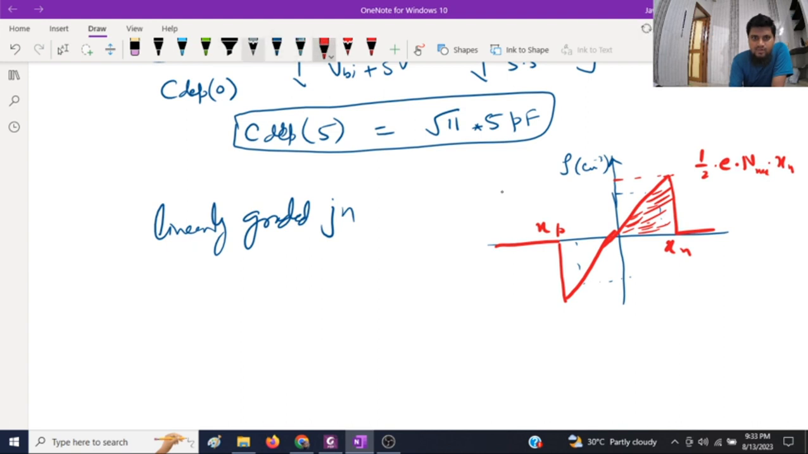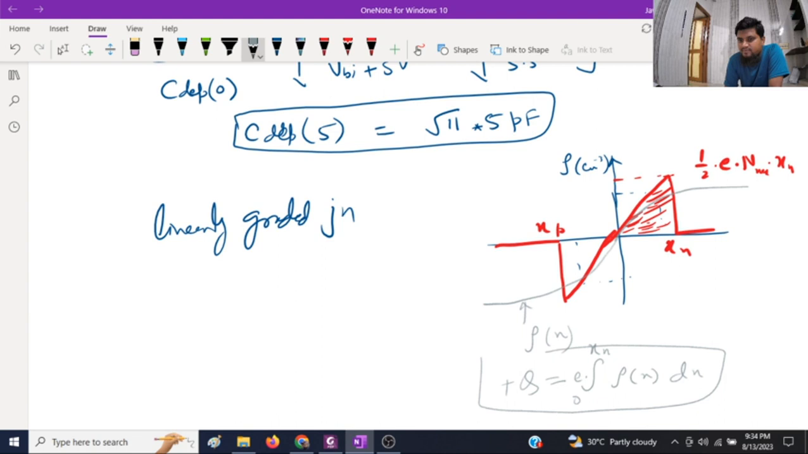Even if you want to go for a different one, let's assume we don't know exactly the profile but you only know the function, so this is your rho x. To find plus q, you can say that plus q will be equal to the integral from 0 to xn of rho x dx, of course multiplied by electronic charge. So this is how you can find q and then find the capacitance.